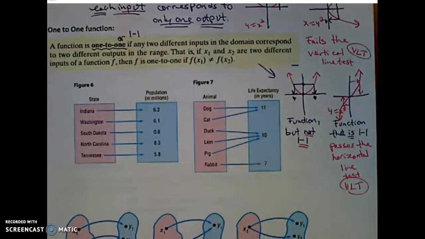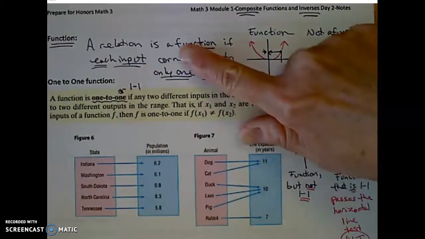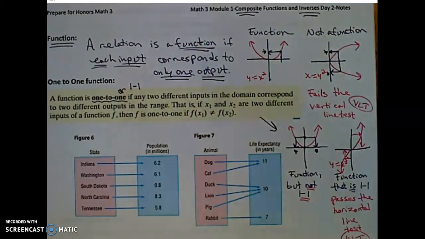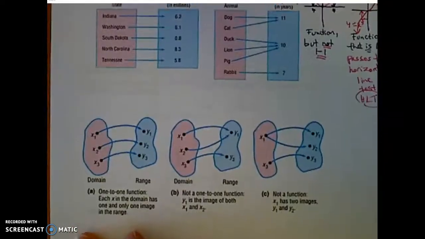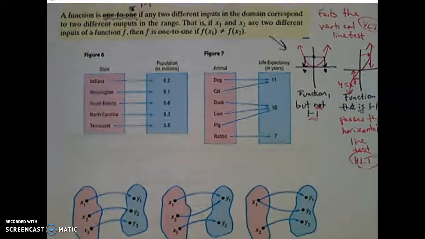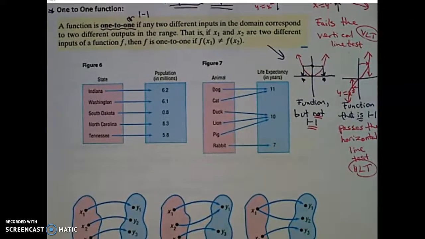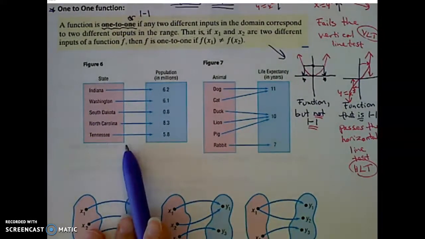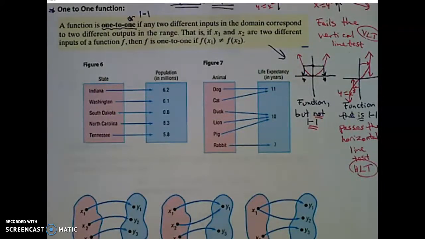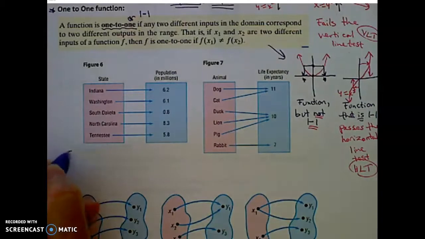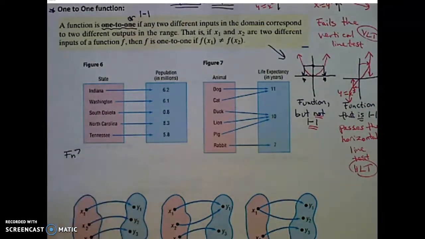Alrighty, let's look at two relations. A relation is a function, or a function is a one-to-one function. So here's two relationships, figures 6 and 7, and the question is, is this thing a function? And then is it a one-to-one function? I'll pause so you can think about it. Is this thing a function first? And is this thing a one-to-one function?